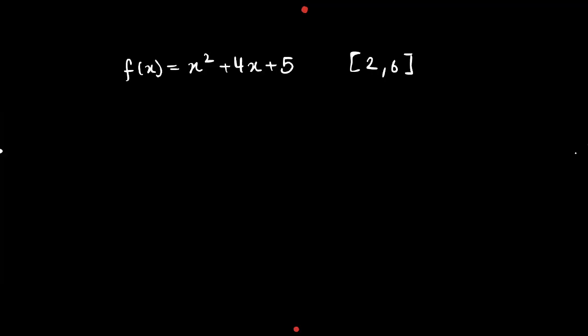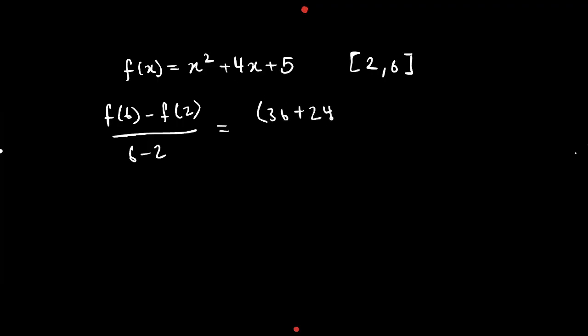So first, what is the average rate of change across this interval 2 to 6 for this function? Well, we can find the average rate of change by doing f of b minus f of a over b minus a. In this case, that's f of 6 minus f of 2 over 6 minus 2. Here, we know how to do this. We just need to substitute. So we get 6 squared, which is 36, plus 24, plus 5, minus 2 squared is 4, plus 8, plus 5, divided by 6 minus 2, which is 4.